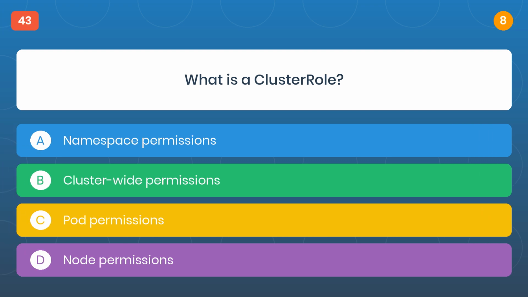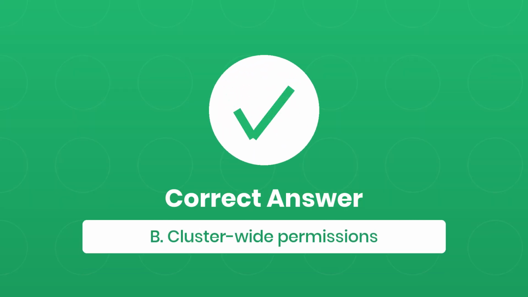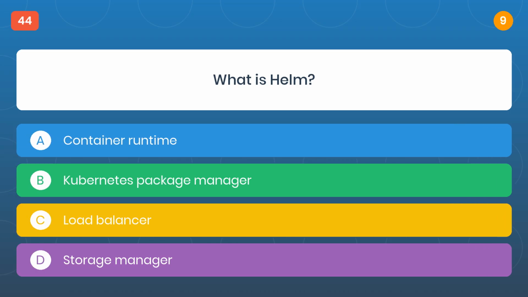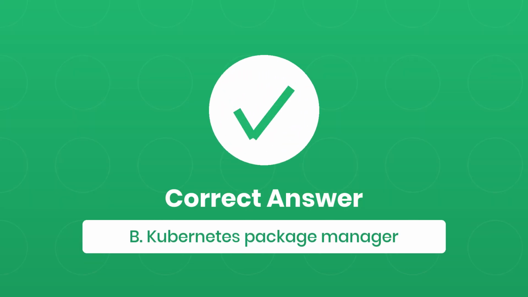Question 43. What is a cluster role? The correct answer is B, Cluster-Wide Permissions. Question 44. What is Helm? The correct answer is B, Kubernetes Package Manager.